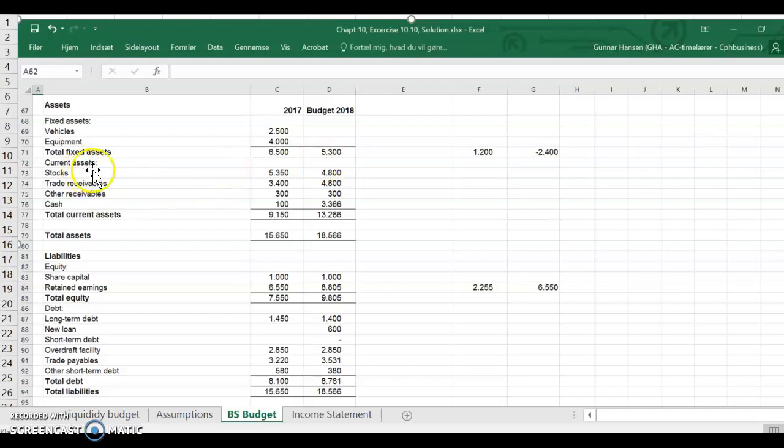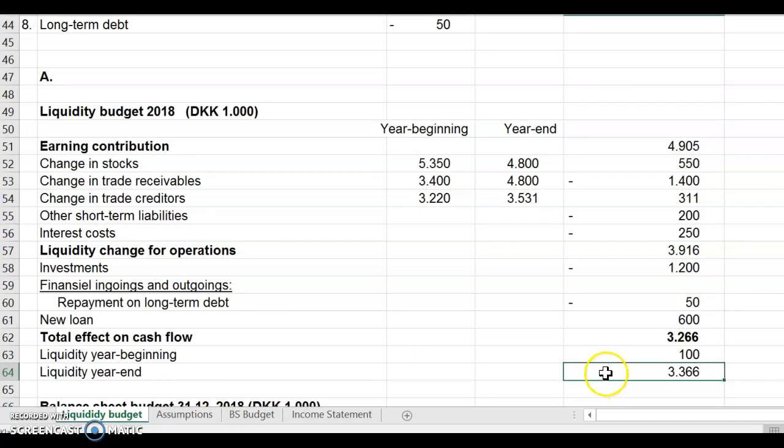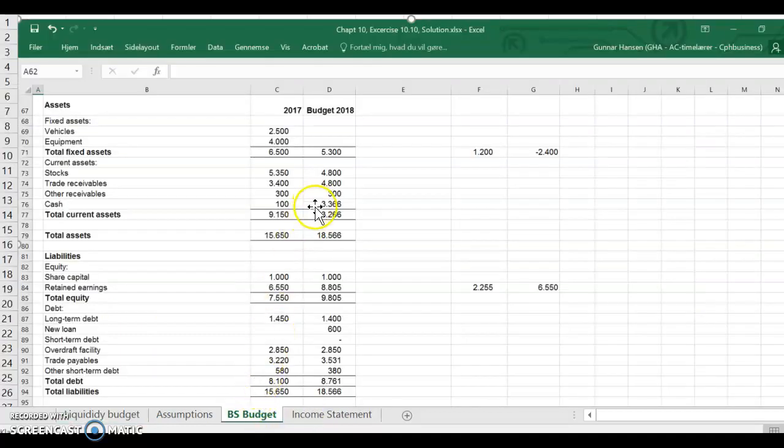Then we have stocks. We calculated this in the liquidity. We have trade receivables. We calculated this in the liquidity. Other receivables, they are unchanged. It was 300. And cash, we found out here in our liquidity budget that it would end up with 3,366. So altogether our total assets are 18,566. Our share capital is unchanged.